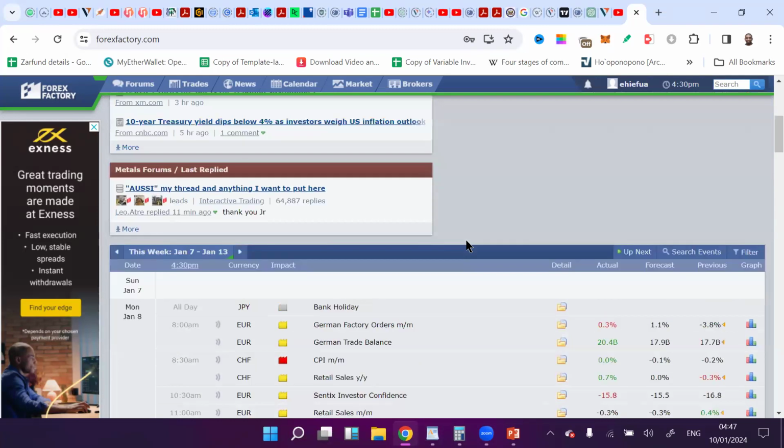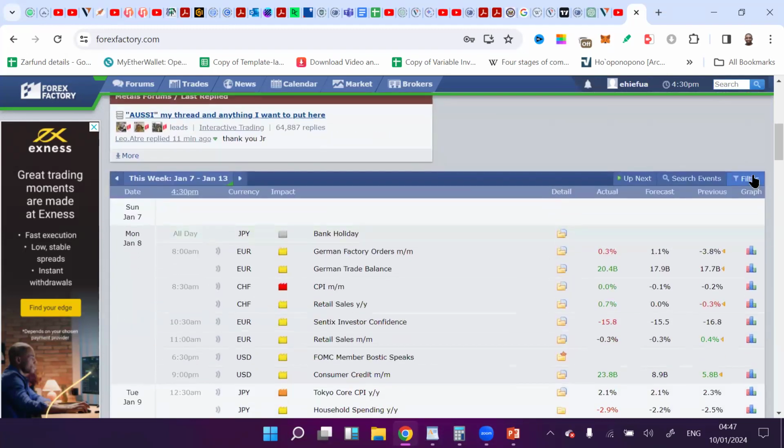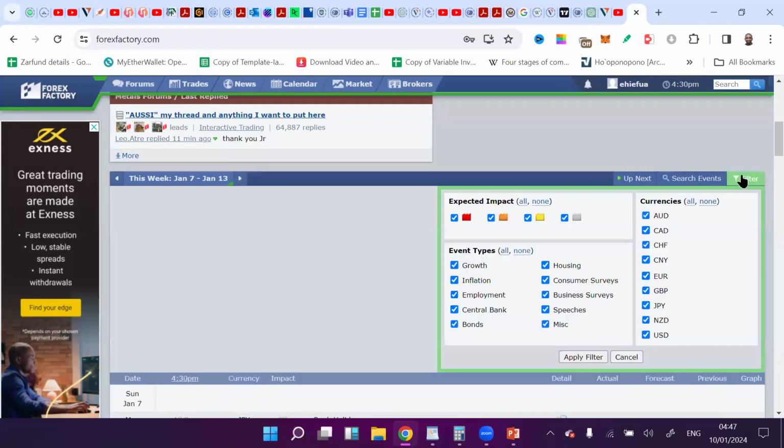There's no need. So what I do is what I call filter. You see, filter. We click on filter. We know that low impact events are not useful, so we remove that. We know that medium impact is not useful, so we remove that. We can keep this bank holiday folder just to know when there is a bank holiday, right? And then we keep the red folder, which is the high impact events. And then we click on apply filter.